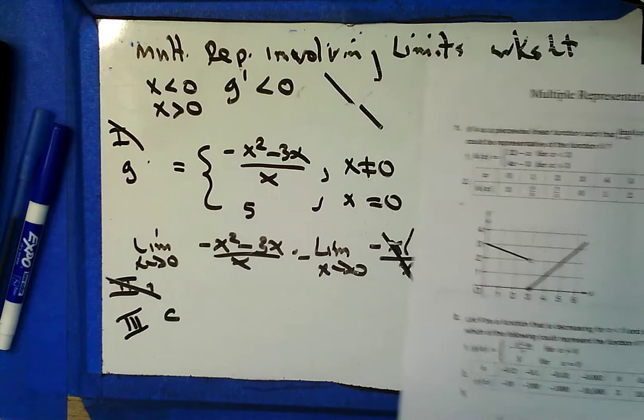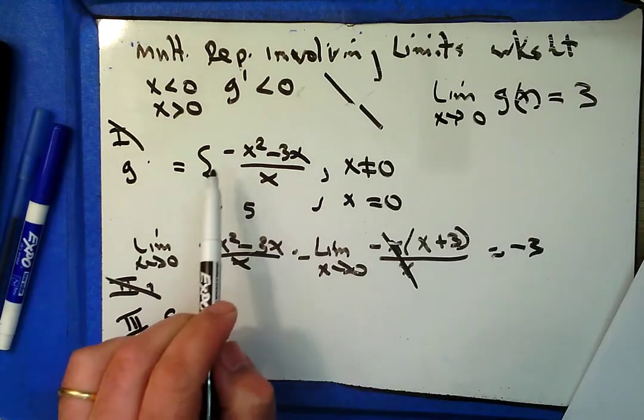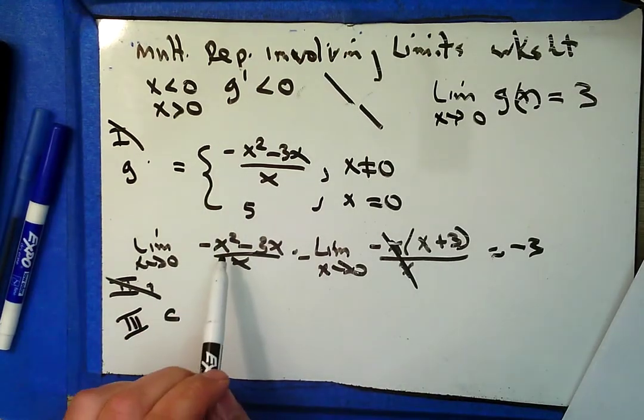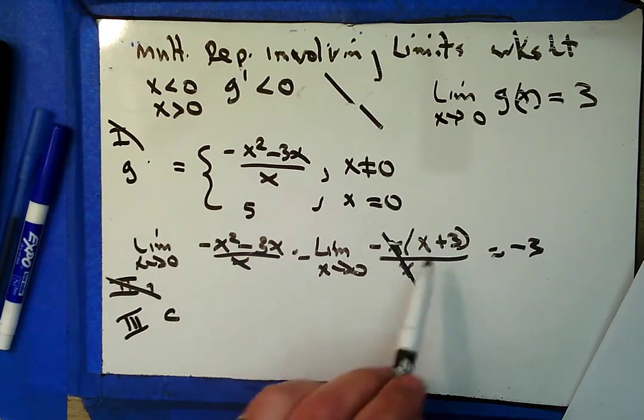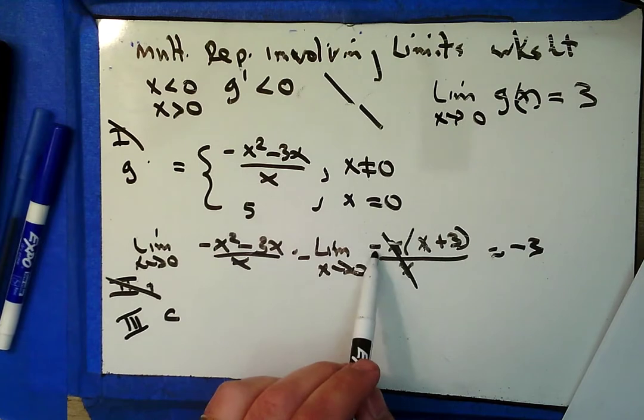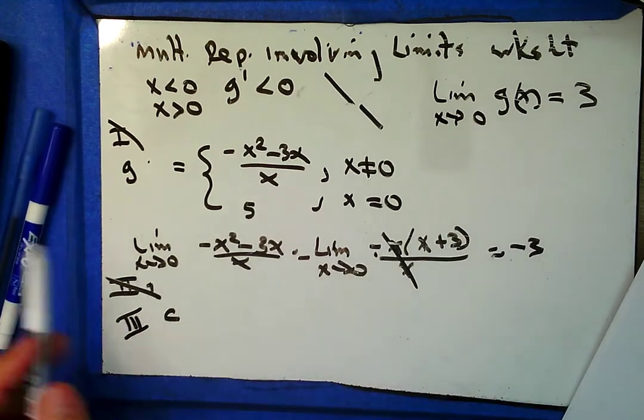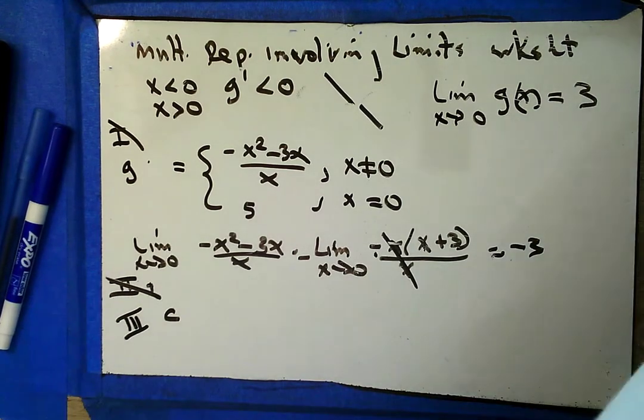Or just to go back to this one for a second to make sure I factored it properly. I factored out a negative x, I canceled the x's, I plugged in a 0, I had 3 times negative 1, which is negative 3. Yeah, I don't like that one. Okay.